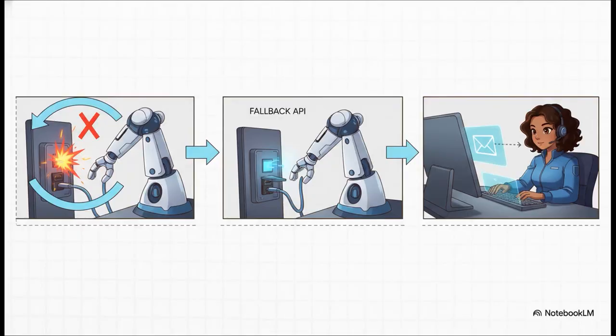So what's the professional way to handle this? Well, first, if it's a safe operation, you can just try it again after a short wait. If that doesn't work, maybe you try a different tool as a fallback. And if all else fails, the system should know when to give up and escalate to a human, creating a support ticket with all the facts it managed to gather.